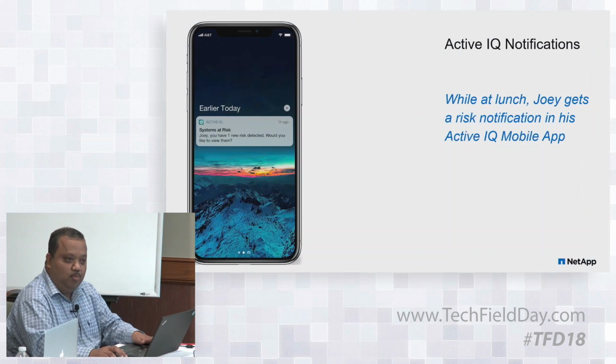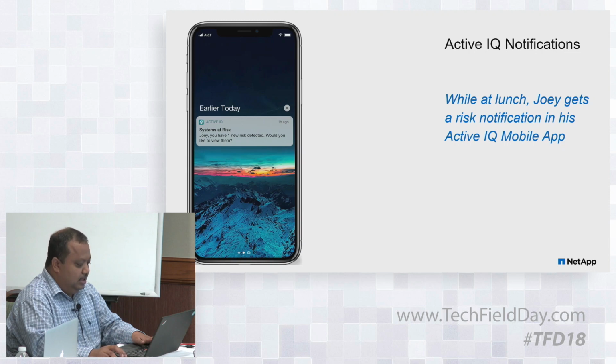So today we'll go through the workflow that Joey has at hand here. Again, his focus is mitigating risks and maximizing uptime. So Joey happens to be at lunch, and he has the ActiveIQ mobile app on his smartphone. And there is a new risk that just triggered in his environment, and it came through his mobile app.